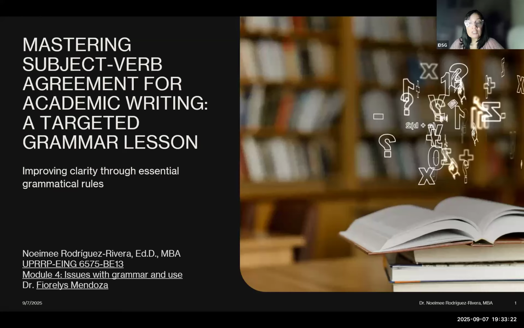We will explore key rules. We will explore common challenges. We will explore practical applications to strengthen our writing skills.